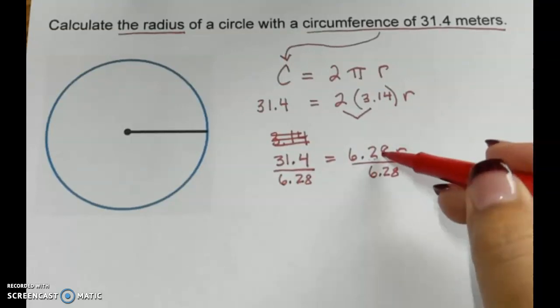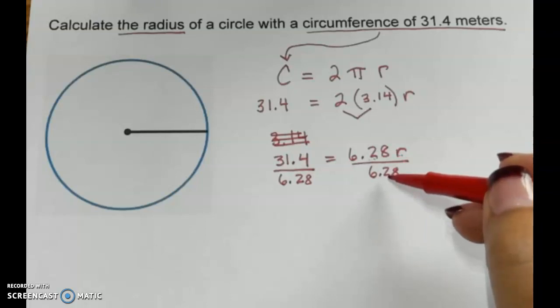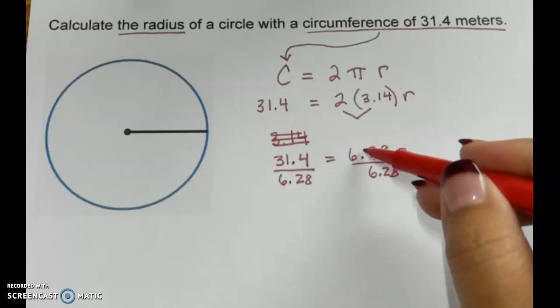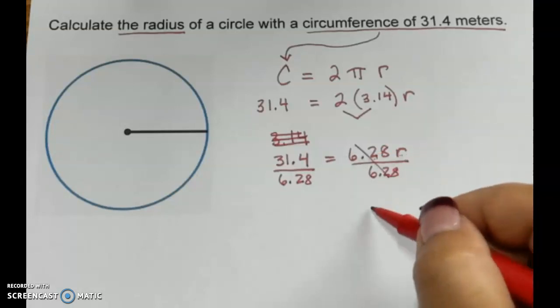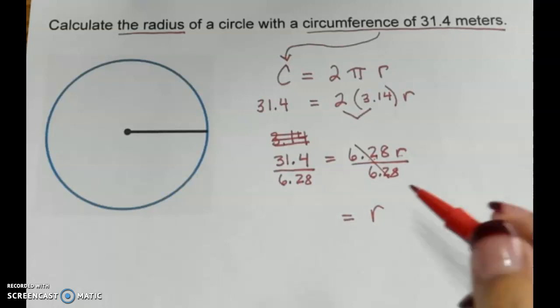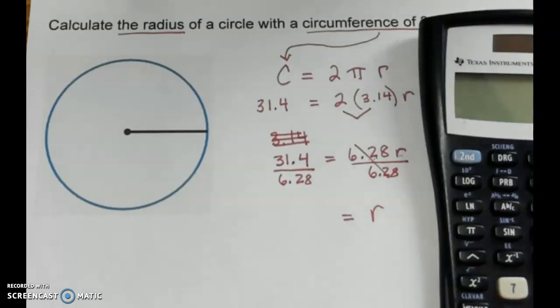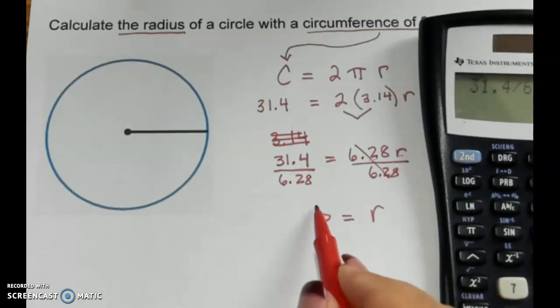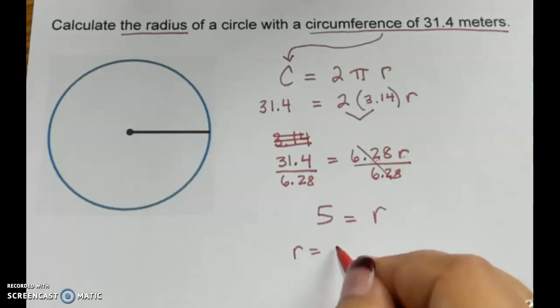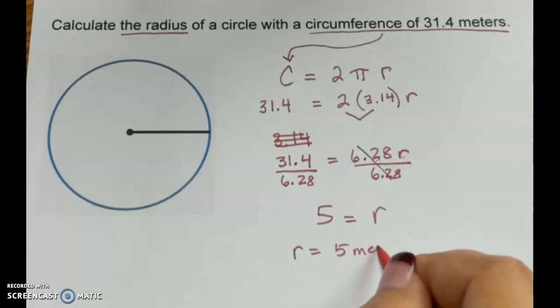Now, anytime I take a value and divide it by itself, that equals 1. So 6.28 divided by 6.28 cancels each other out, and we get 1r. That isolates our variable. On the left side of our equation, we're going to take 31.4 divided by 6.28, and our solution is 5. Okay, that means that our radius of this circle is equal to 5 meters.